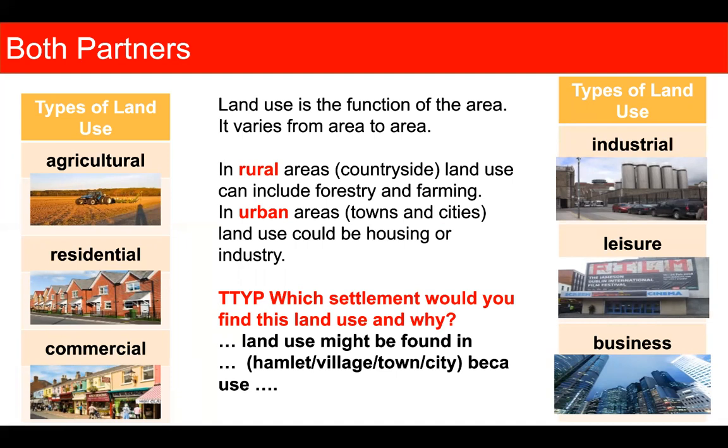Commercial you'd find in most places because there are shops. You may not find them in a hamlet. You may have a corner shop if you're lucky. Most people, though, who live in hamlets and villages have to go to their local towns to get the facilities and the things that they need. Industry is generally built outside of towns where there's a bit more space because they're big factories and you need a lot of space to be built. Leisure is generally found in towns and cities, and businesses are found in cities as well.